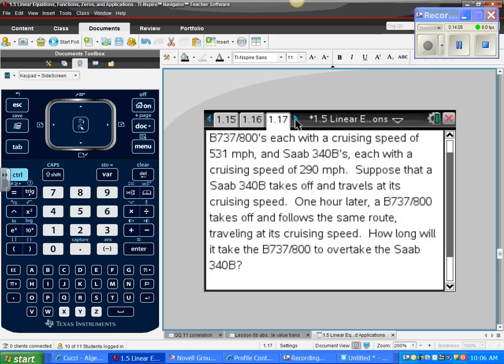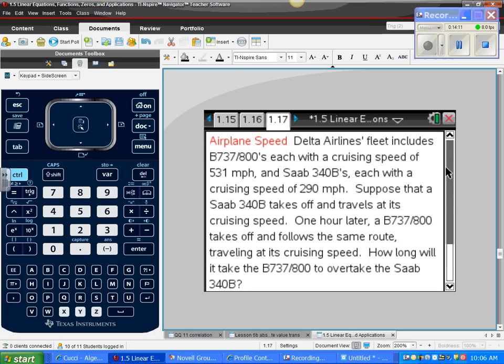Okay, so airplane speed. Delta Airlines fleet includes B737-800s, each with a cruising speed of 531 miles per hour, and Saab 340Bs, each with a cruising speed of 290 miles per hour. Suppose that a Saab 340B takes off and travels at a cruising speed. 1 hour later, a B737-800 takes off and follows the same route, traveling at its cruising speed. How long will it take the B737-800 to overtake the Saab 340B?